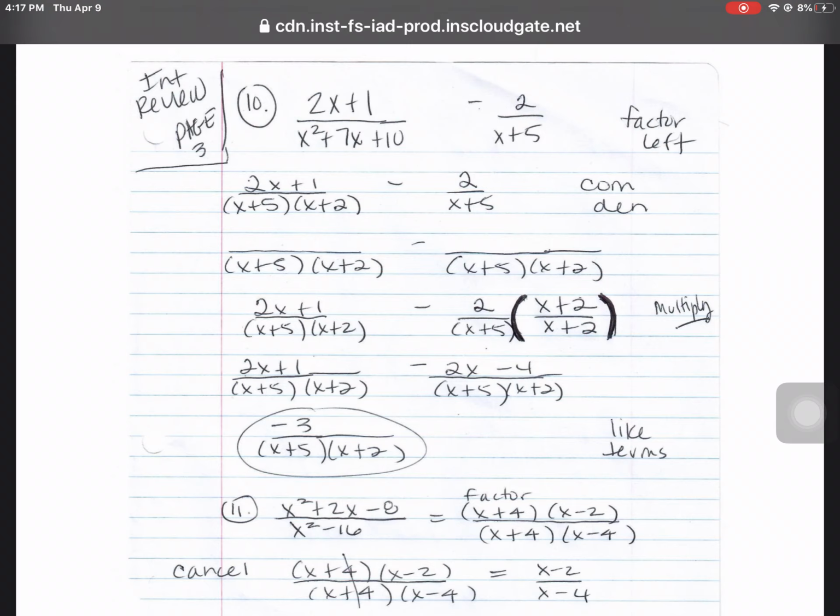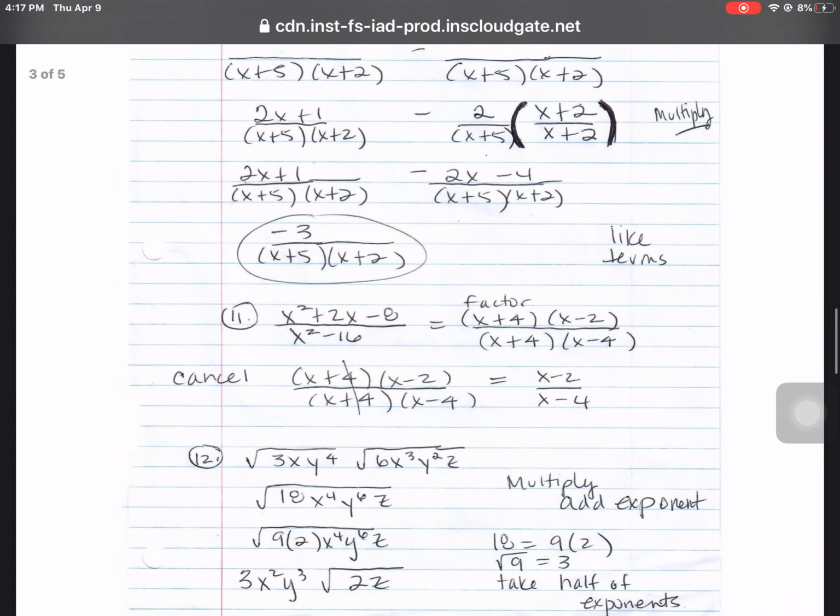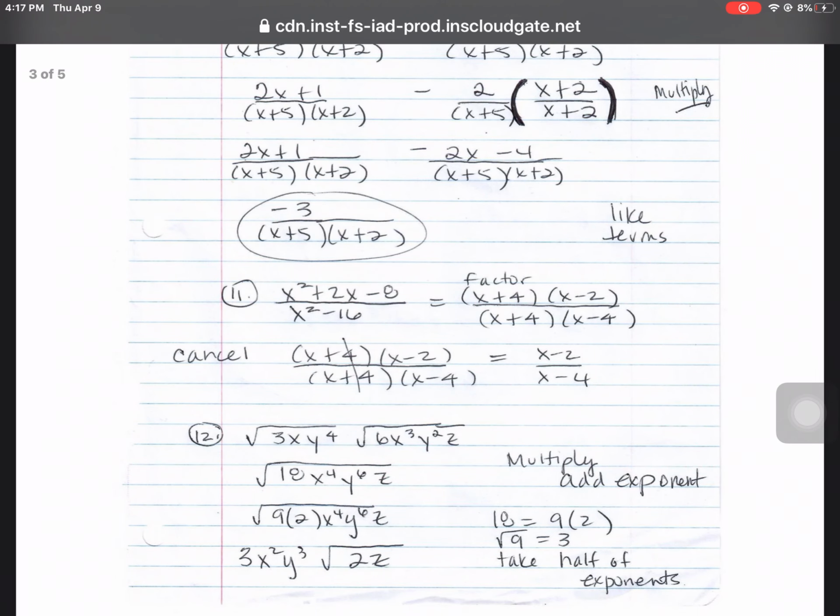It already had the correct denominator, so you don't have to do anything to the top. On the right bottom, it only had the x plus 5, so you need to multiply in the x plus 2. Whatever you do to the bottom, you do to the top. Okay, so the top right distributes your -2, and then combine your like terms.